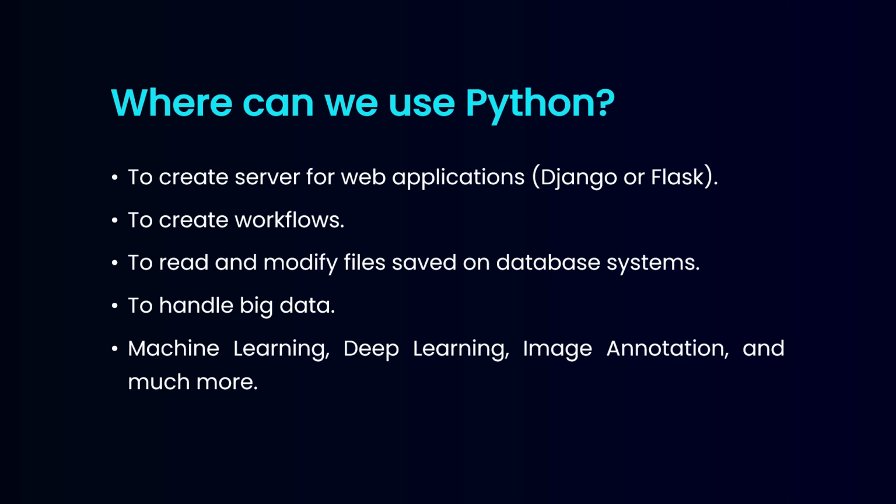So where can we use Python? Python can be used to create servers for web applications using frameworks like Django or Flask. It can be used to create workflows. It can also be used to read and modify files saved on database systems, whether they are relational or non-relational. It can be used to handle big data, and it is also used in machine learning, deep learning, image annotation, and there are much more things to do with Python.